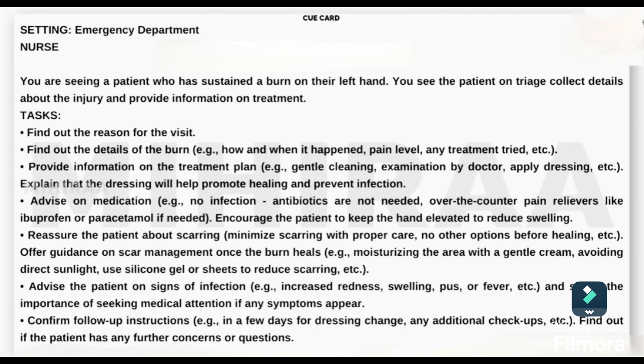So either you can ask one question alone or two questions together. But here, pain level has to be asked separately because you have to give the scores. So it can be like a special question. So you can just ask how and when it happened.